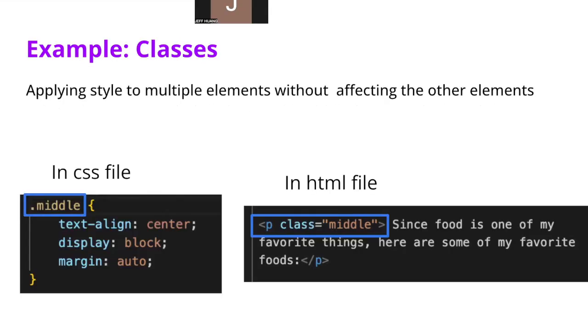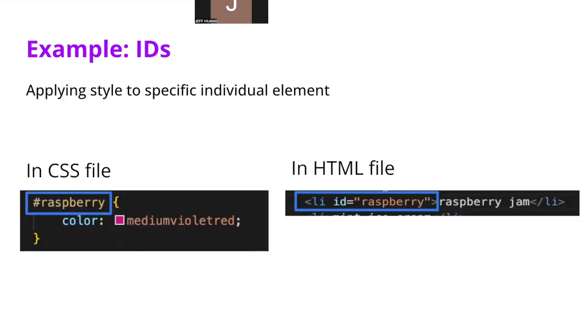Here are some examples of classes. In your HTML file, you would add class equals whatever class name you want. And then in your CSS file, you would do a dot and then your class name, curly bracket, and then the stuff that you want to change. Here is an example of an ID. In your HTML file, you would basically do the same thing: ID equals your name, and then hashtag your ID name in CSS, and then any properties that you want to change as well.